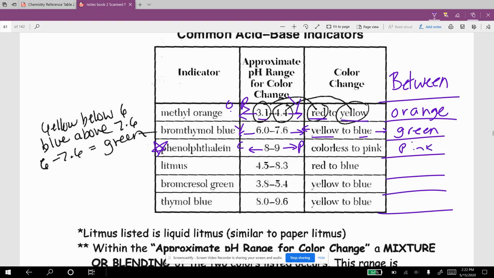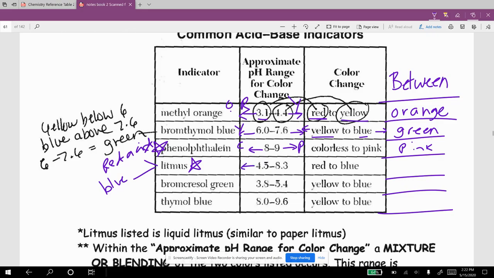All right, litmus is another important one, right? You may have talked about litmus in living environment or the litmus test, right? So litmus is going to be always red in an acid. I said acid, red, right? If I'm using my southern drawl. And then we're going to have blue in a base. B for blue, B for base.